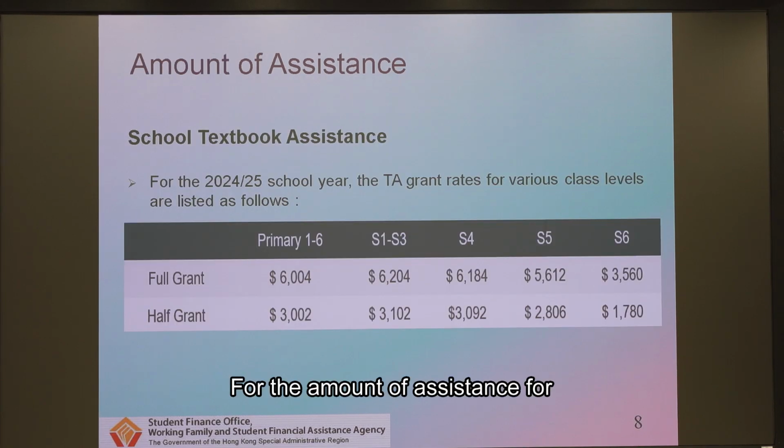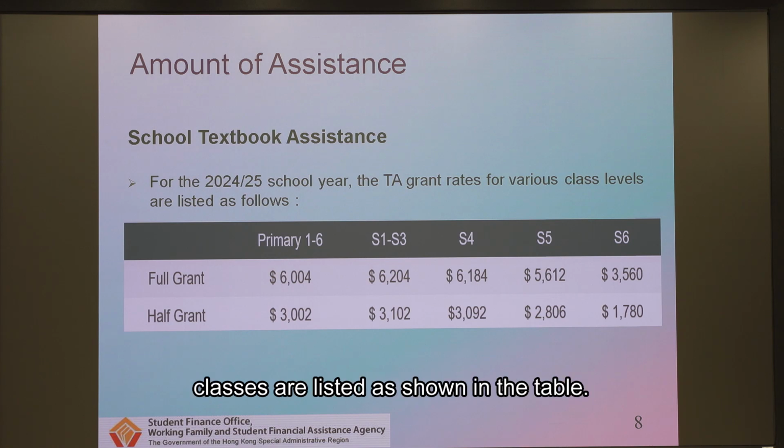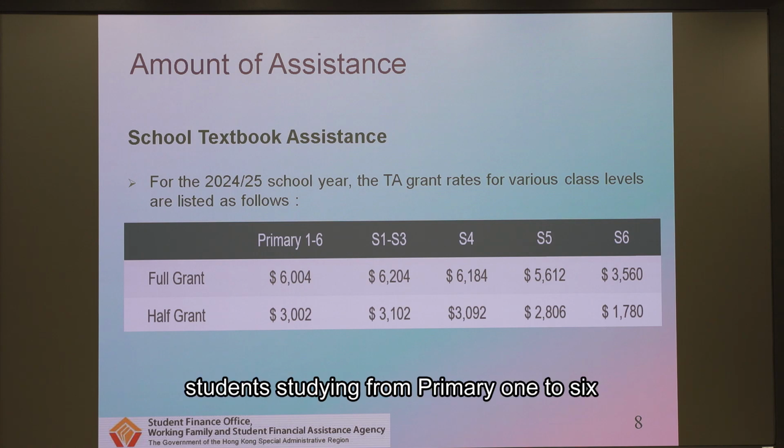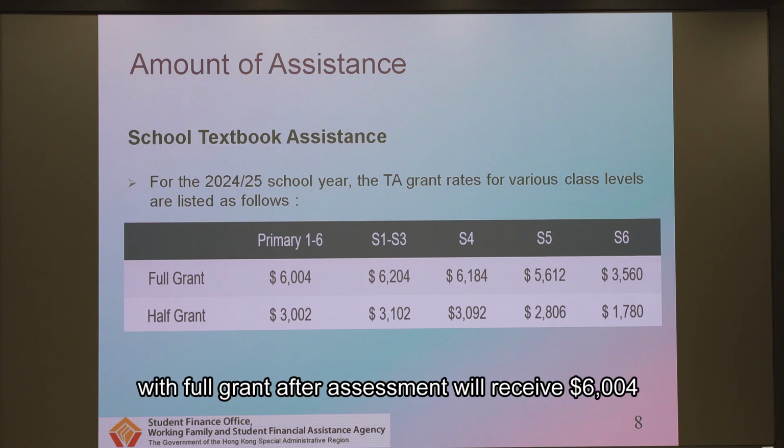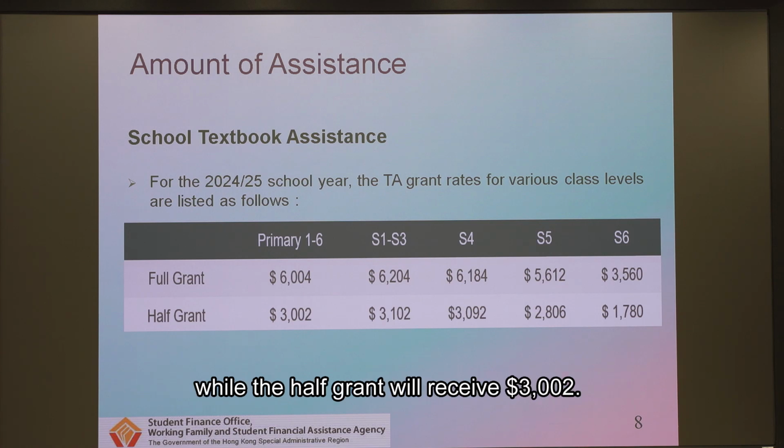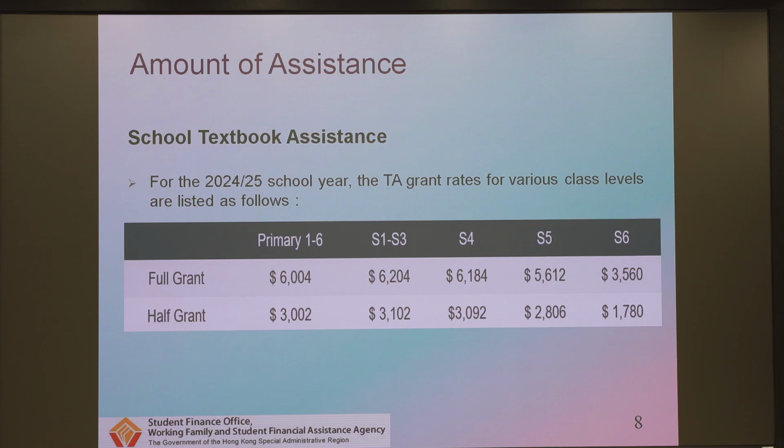For the amount of assistance, for the 2024 to 25 school year, the TA grant rates for various classes are listed as shown in the table. For example, students studying from primary 1 to 6 with full grant after assessment will receive $6,004, while the half grant will receive $3,002.